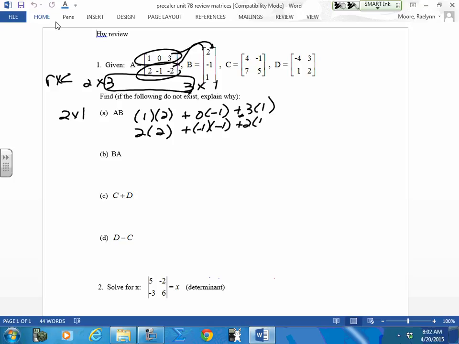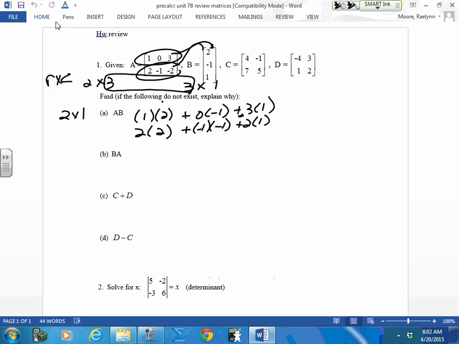I'll tell you one other thing. Now, that's it. So watch. Here's your columns, 1, 2. Here's your other column, 0, negative 1. Here's your other column, 3, negative 2. And look at the guys that you're multiplying by. They all have to match up. So you know this is going to be 2 rows.